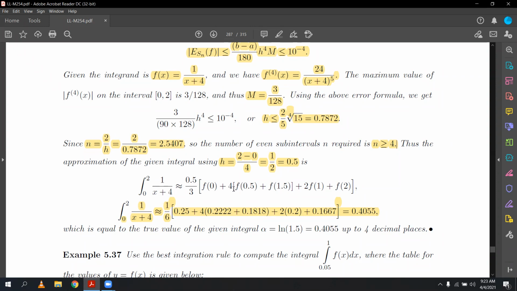Odd points are multiplied by 4, and even points' function values are multiplied by 2. And you use the composite Simpson rule formula. Inshallah, you will get 1.055.